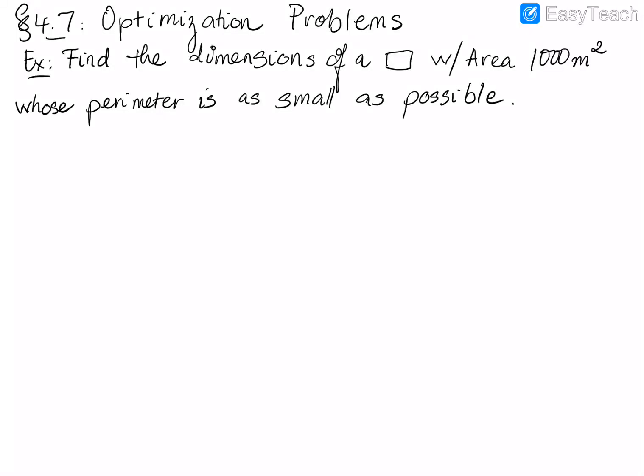This is section 4.7. One example: find the dimensions of a rectangle with area 1,000 square meters, whose perimeter is as small as possible.